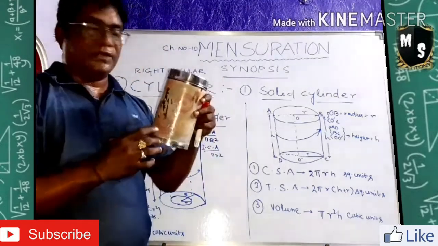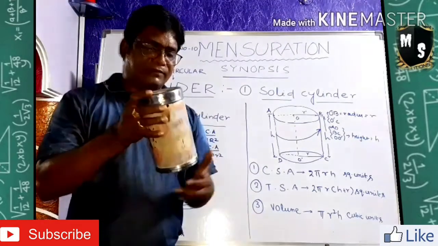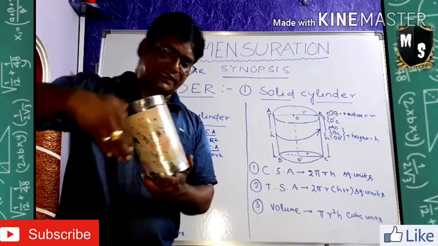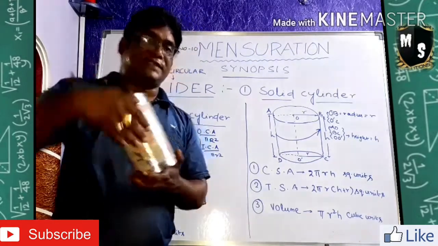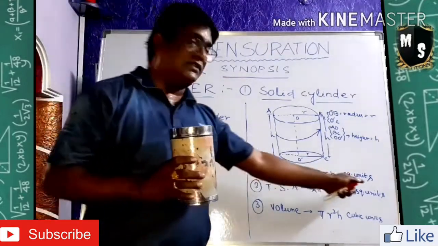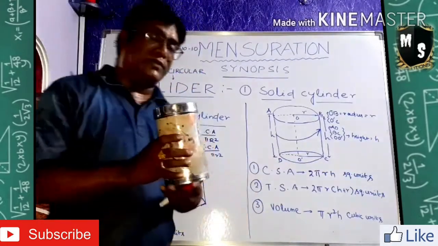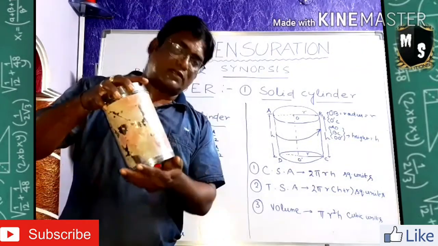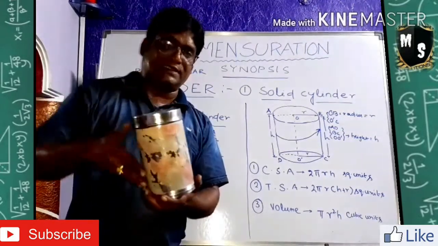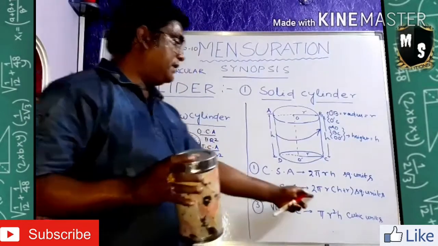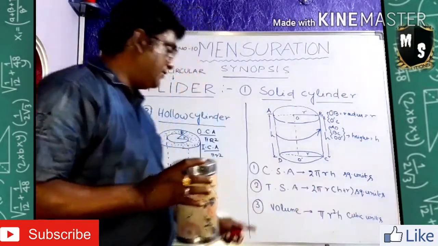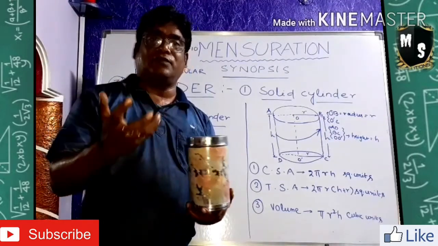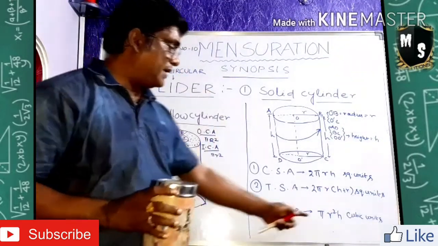This is the height of the cylinder. When I am talking about CSA, I am moving around the cylinder's axis and covering how much surface you can see. That is called the curved surface area. The curved surface area is 2 pi RH square units. For the TSA, the top circle area and the bottom circle area are added to the CSA. So it is 2 pi R into (H plus R) square units. The space inside it is called the volume of this cylinder, and it is pi R square H.